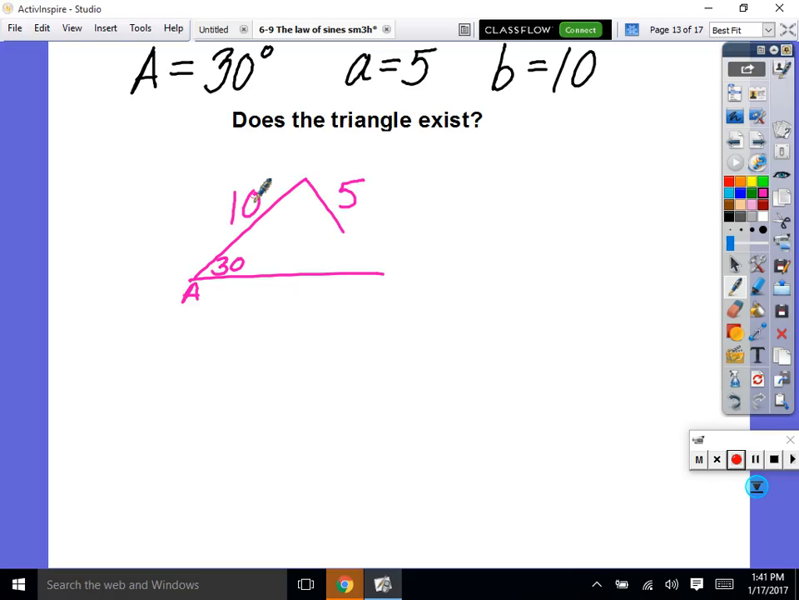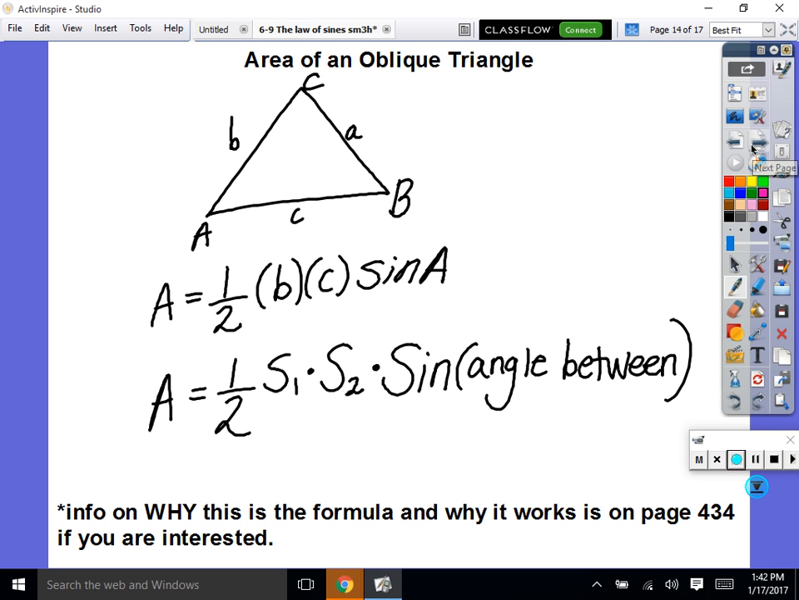So have we figured it out? What is it? One right triangle. Way to go. You figured out the height was 5, right? So this is the same length as this, so it's crossing right there, creating a 90-degree triangle. Way to go. Okay, so last thing to learn today.